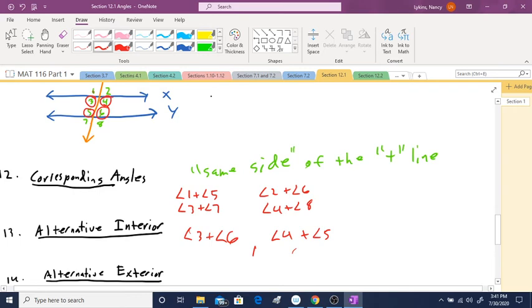Okay, so let's look at 1. 1 and what? 1 and 8. And also look at 2. 2 and 7.